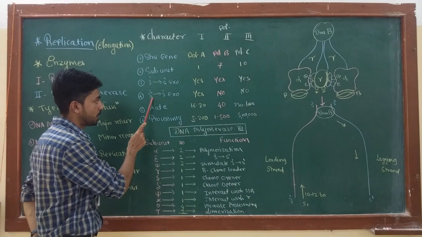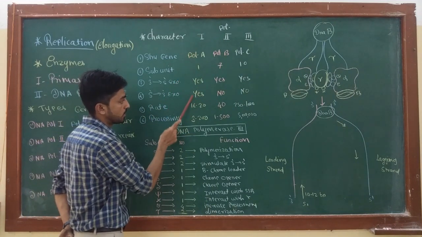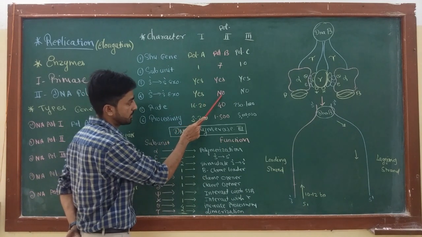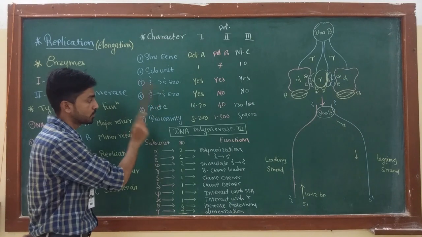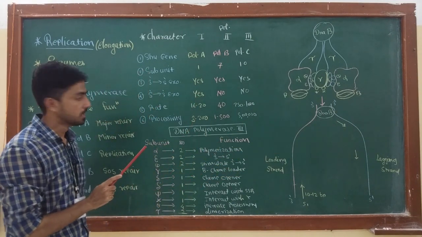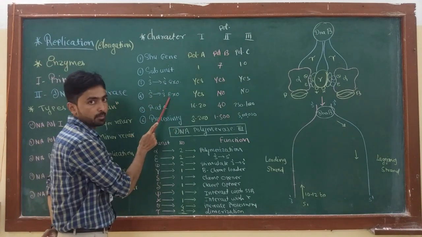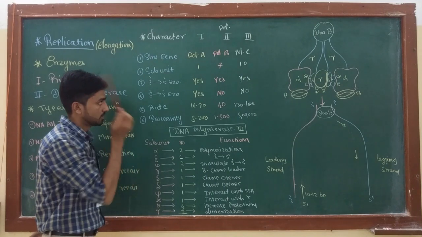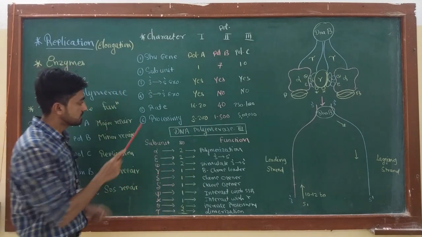Surprisingly, this 5' to 3' exonuclease activity is only present in DNA polymerase 1, but it is absent in polymerase 2 and polymerase 3. You have to remember this because it is very important at the time of the actual replication process, elongation and termination. DNA polymerase 1 has this 5' to 3' exonuclease activity, but DNA polymerase 2 and 3 do not show this property. The next is rate.